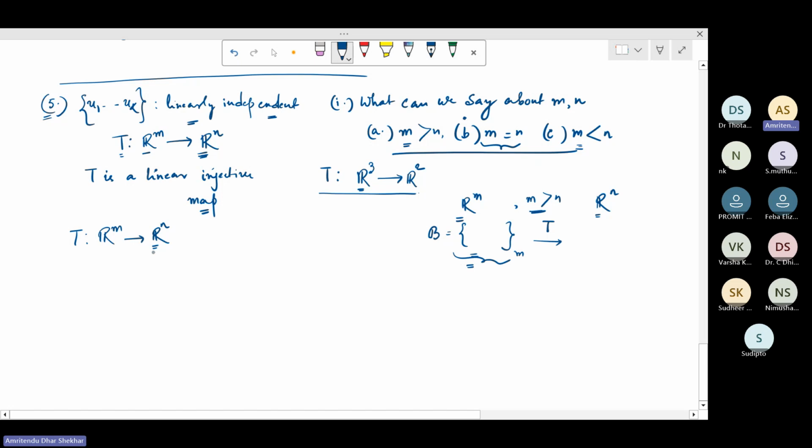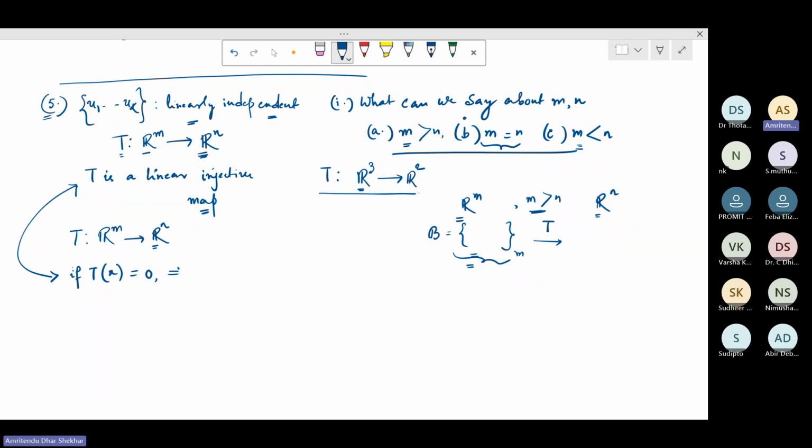Okay, so T is a linear injective map. This is equivalent to saying that if T of x is equal to 0, that implies that x is equal to 0.